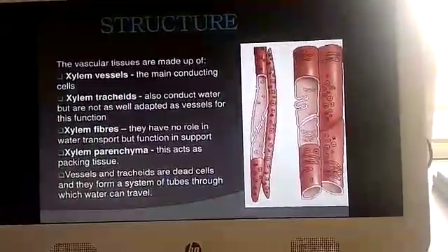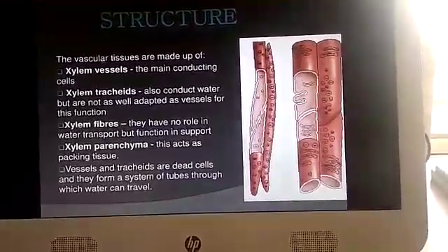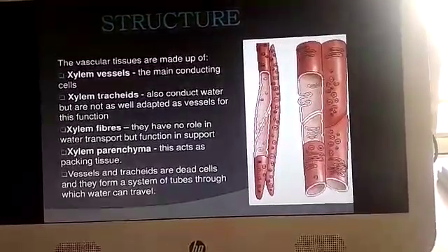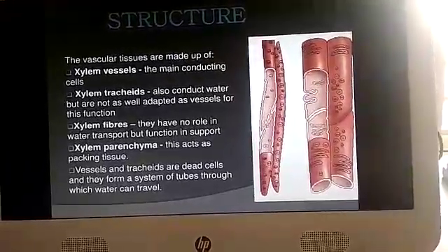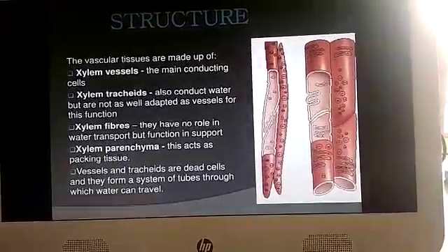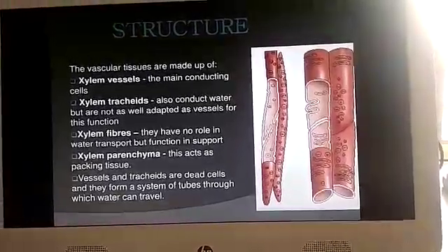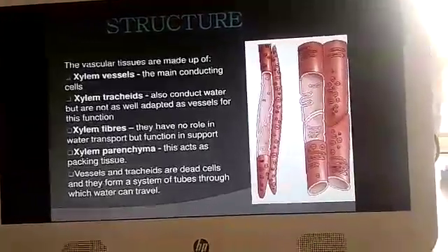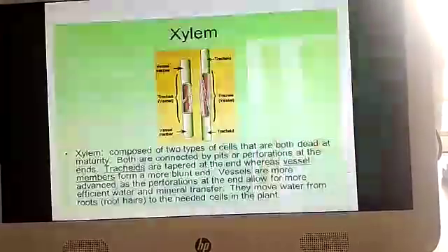And what does the phloem do? The phloem tissue will transport nutrients and minerals from the soil to the aerial parts of the plant, and after synthesizing the food in the plant, it again transfers it to the other parts of the plant. So that is the function of the phloem tissue. So this is the structure of xylem.